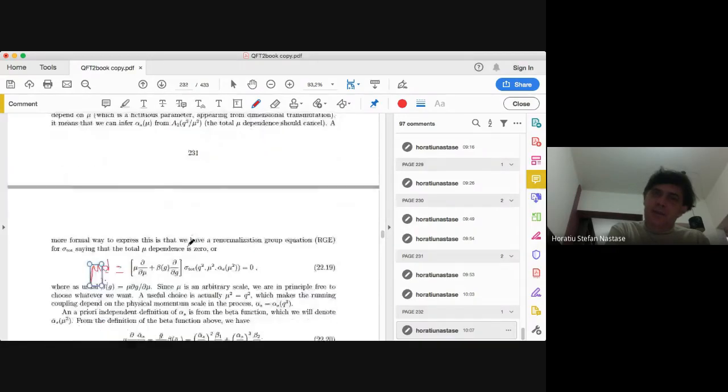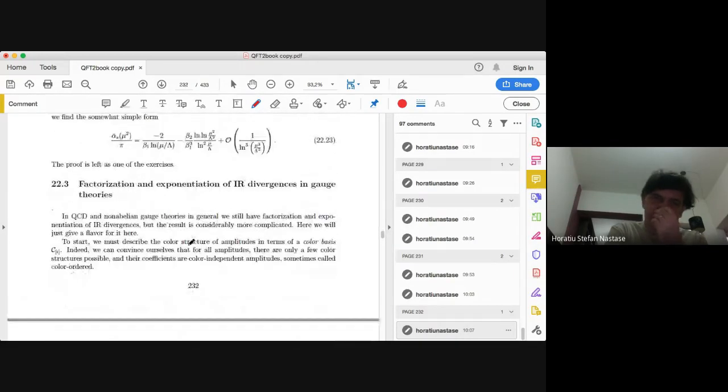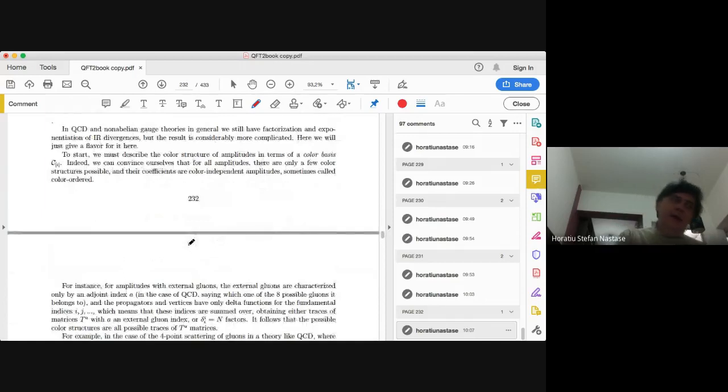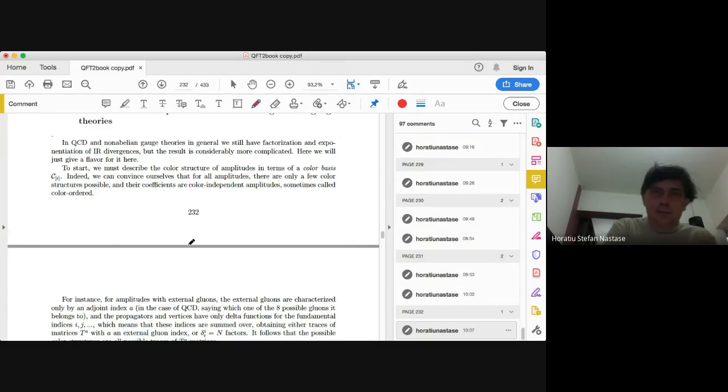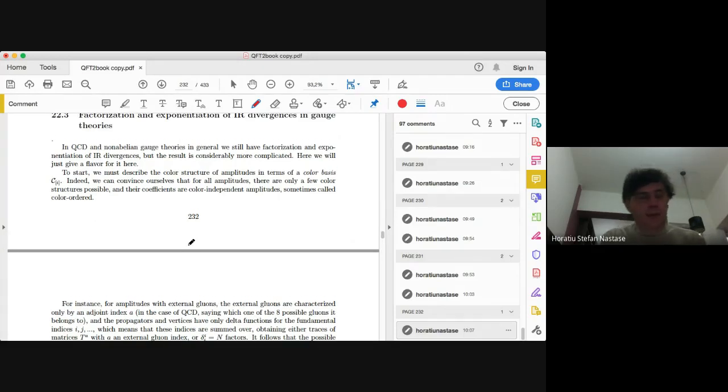But in QCD, this is considerably more complicated, both to write down the divergent part and to factorize it. So to understand how that is done, we need some preliminaries. I will not describe this in detail again because that takes too long, but I'll describe just a little flavor of it.